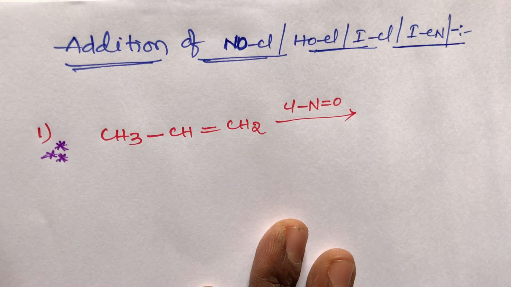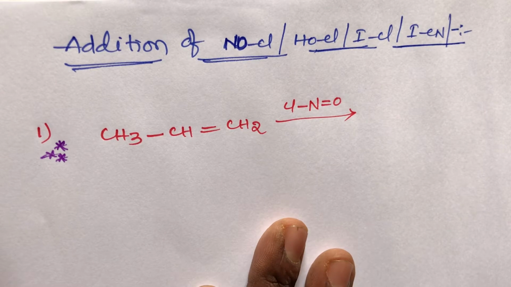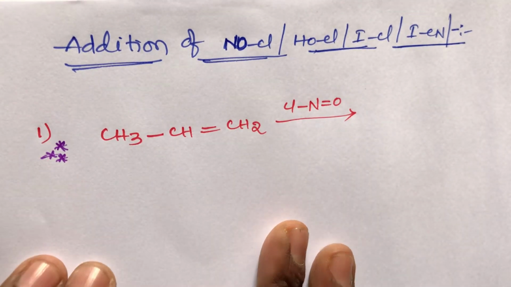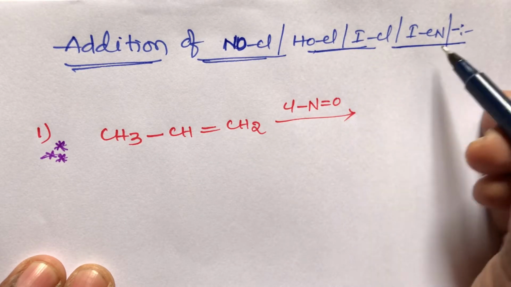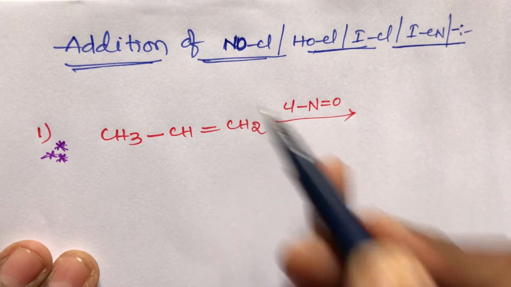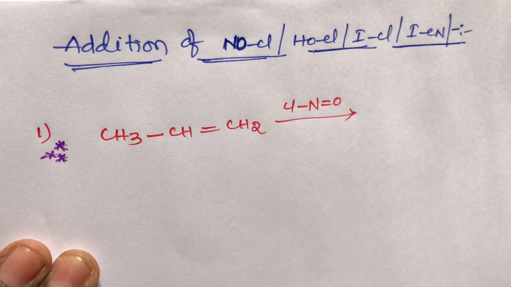Next condition, addition of NOCl, HOCl, ICl and ICN. These all are additions to alkenes. When alkenes react with NOCl, HOCl, ICl and ICN, these all undergo electrophilic addition reaction.